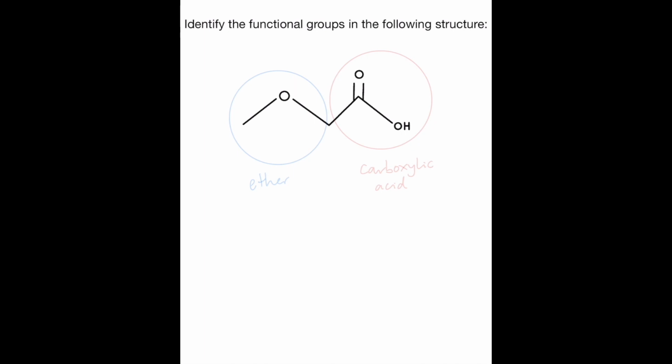Let's practice identifying the functional groups in the following structure. This organic molecule contains 2 different functional groups. On the left, circled in blue, we have an ether. On the right side of the structure, you may think there is a ketone and an alcohol, but circled in red, because they are adjacent to each other, we have a carboxylic acid.